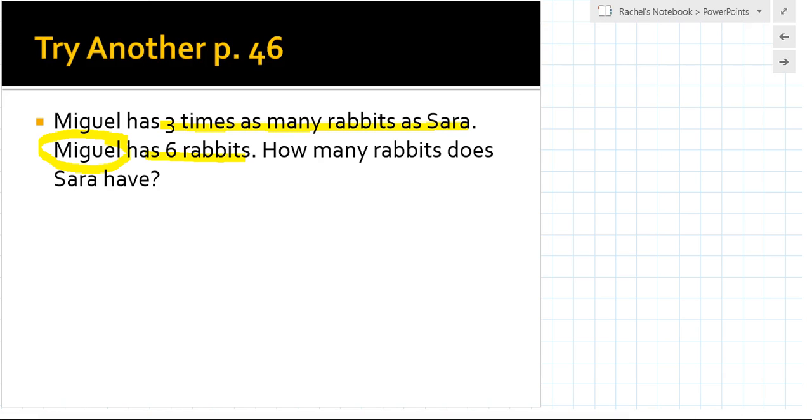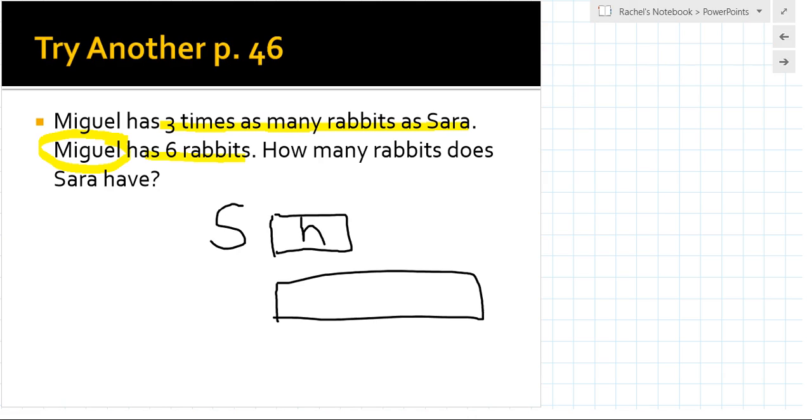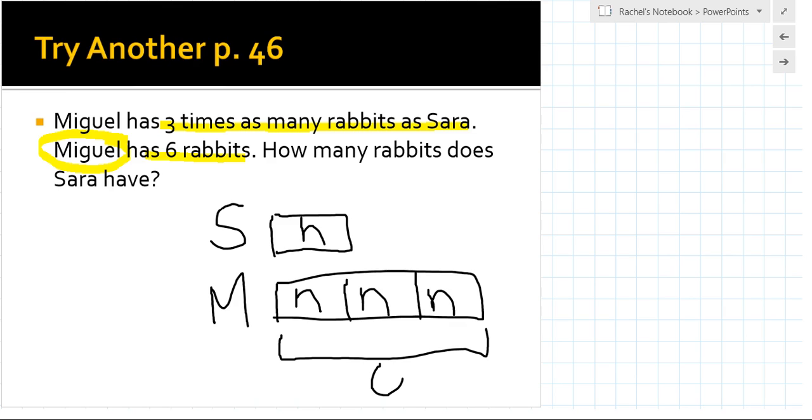Since we don't know how many Sarah has, we start with Sarah as the unknown, or n. We do know that Miguel has 3 times that. We can put n in the box for Miguel. What students will confuse is that they think that 6 should go in those boxes, but that would mean that Miguel has 18. Miguel has a total of 6.